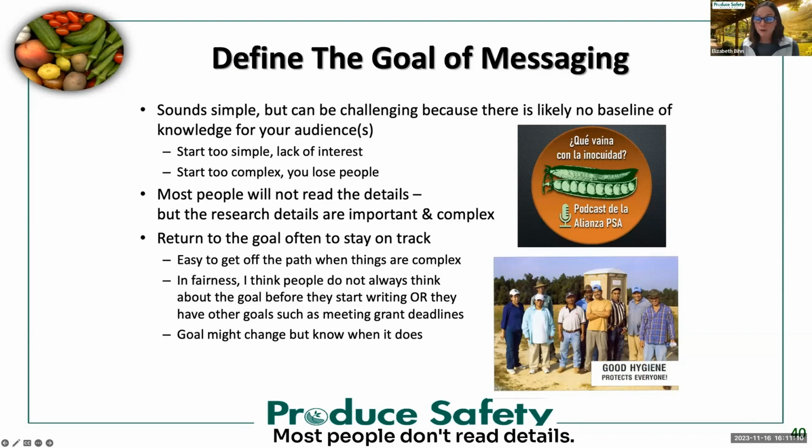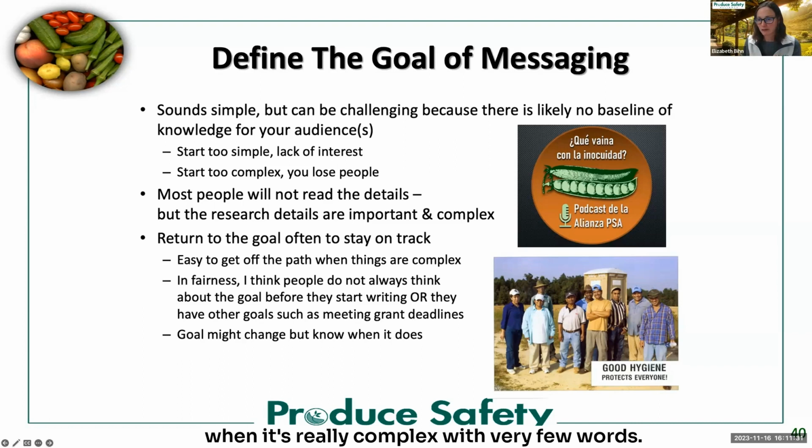Most people don't read details. We have a running joke in the Produce Safety Alliance group. Nobody reads, right? You make these fact sheets. Nobody reads the fact sheets. You send an email. Nobody reads that, right? But the research details are very important. How do you convey this complex information simply at a level people will understand when it's really complex with very few words? So it's a challenge.